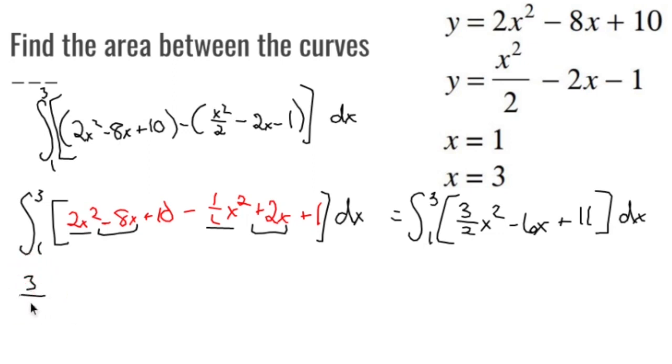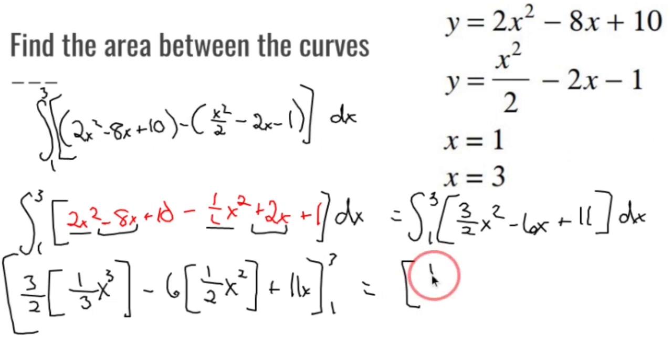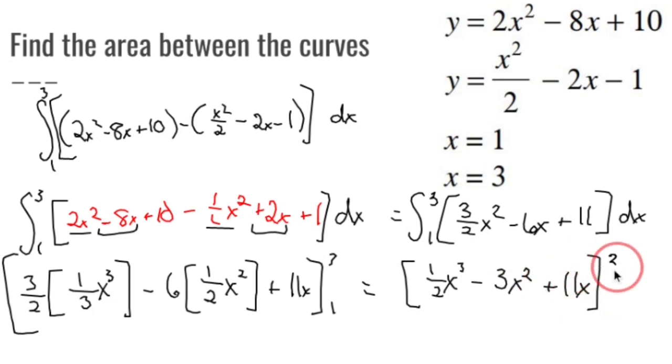I get 3/2 times 1 over 2 plus 1, which is 3. How nice. x to the 2 plus 1, which is 3. Okay, let me put a huge bracket here. Minus 6, 1 over 1 plus 1, which is 2. x to the 1 plus 1, which is 2. Plus 11, and you just attach an x. My limits of integration are going to be 3 and 1. So we get 3/2 times 1/3 is going to be 1/2 x cubed minus 3x squared plus 11x between 3 and 1.